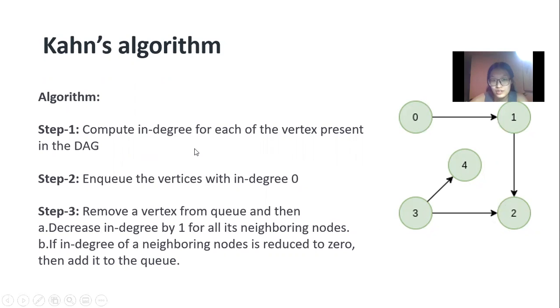So we're going to keep an array where there are nodes and their corresponding indegree inside. Then we're going to look through the array and enqueue the vertices with indegree 0. In this case, it would be 0 and 3. Then we remove a vertex from the queue. After removing it, we have to decrease the indegree by 1 for all its neighboring nodes. So if we dequeue 0 from the queue, then we also remove this edge. For 1, the indegree would change from 1 to 0 because there's nothing pointing at it anymore.